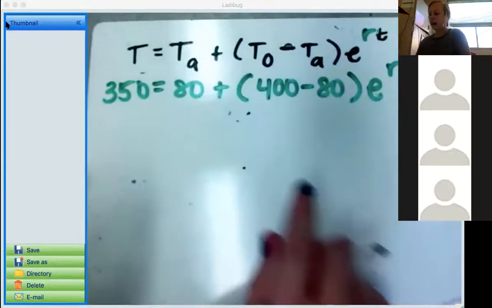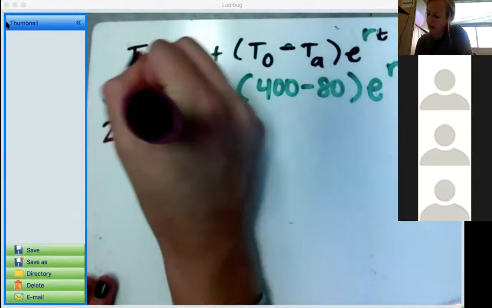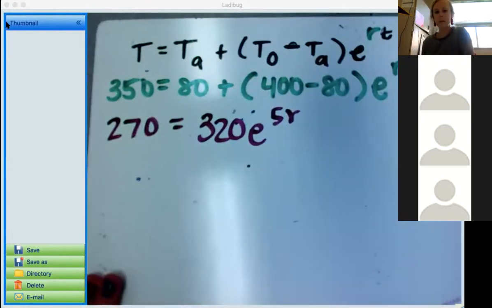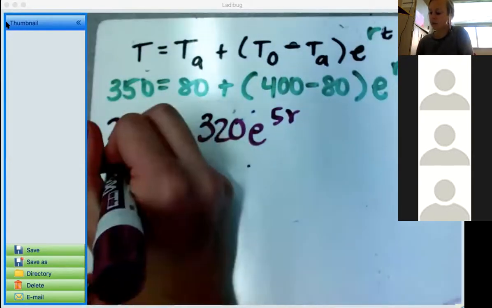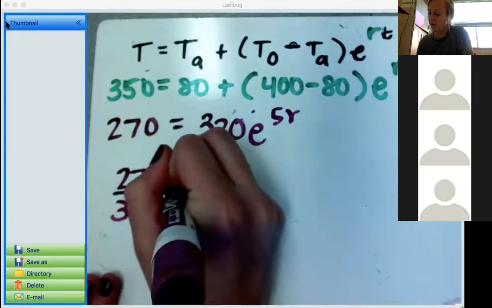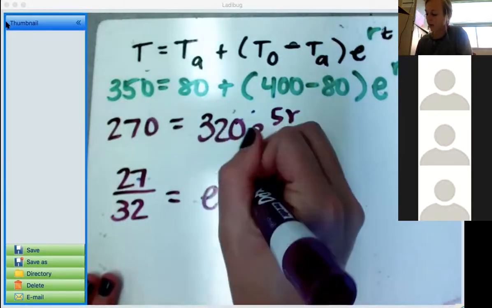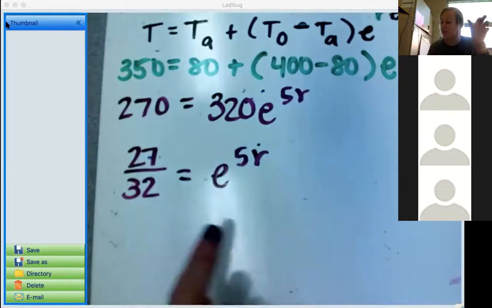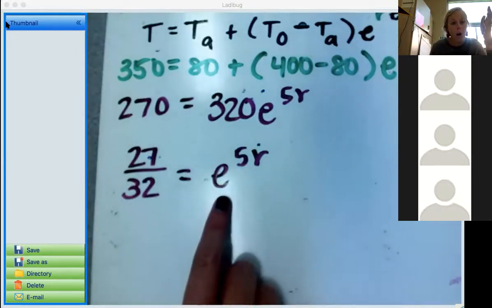All right, so I subtract 80. That'll give me 270 equals 320 e to the 5r. Then divide by 320, so that's going to be 27 over 32 equals e to the 5r. And since this says e, we could do loggy froggy where we take the log of, or I just told you the answer. You could take the log of both sides. It would just need to be a natural log because there's an e, right? Or you could do loggy froggy. Which one do y'all want me to do? Natural log of both sides or loggy froggy?